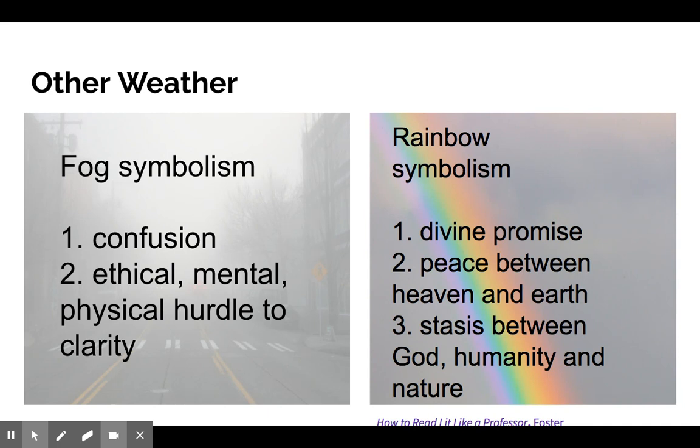Rainbows. Rainbows have so much symbolism in so many different ways, because they represent this kind of strange phenomenon. They're incredibly beautiful. They're also incredibly rare. And so a rainbow feels a bit like a gift. It's some kind of gift from the divine to human beings. It's a link between heaven and earth, and it also might symbolize some kind of stasis or balance between God, humanity, and nature.